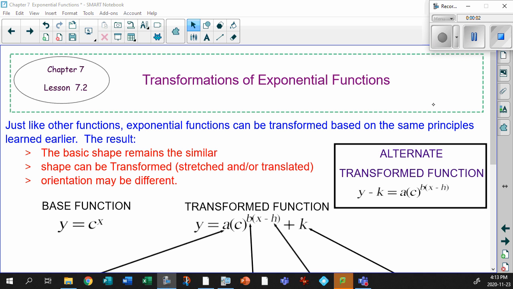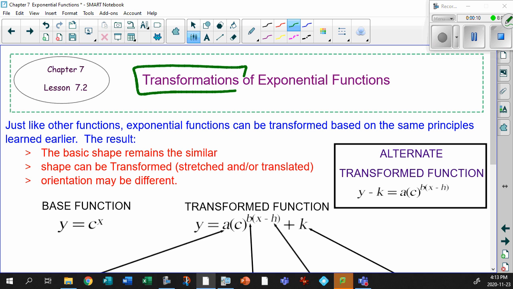Here's a recurring nightmare. Guess what? Since exponentials are functions, you can transform them. But wait a second. Because I can transform them, are they any different than any other function? No, they're just like the other functions.